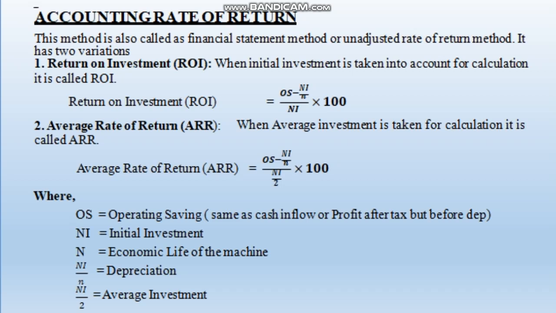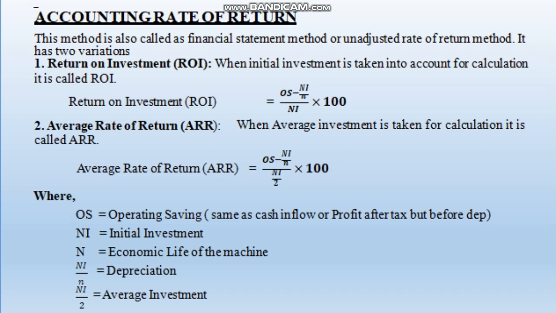Hi everybody. In the previous video, we were discussing the payback period method. In this video, we are going to discuss accounting rate of return. This method is also called the financial statement method or unadjusted rate of return method. Accounting rate of return has two variations: one is return on investment and the other is average rate of return.